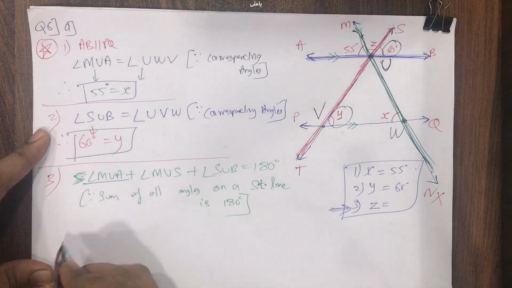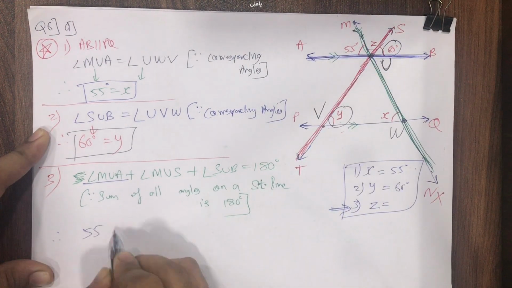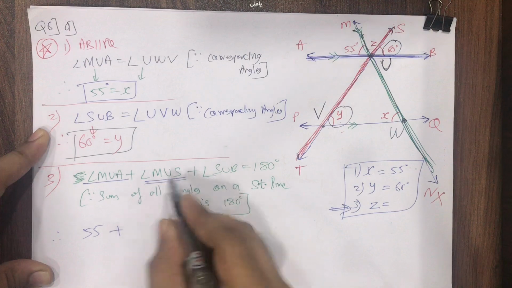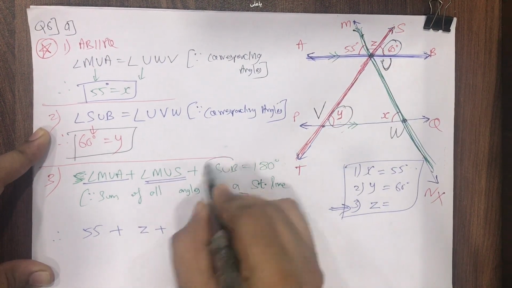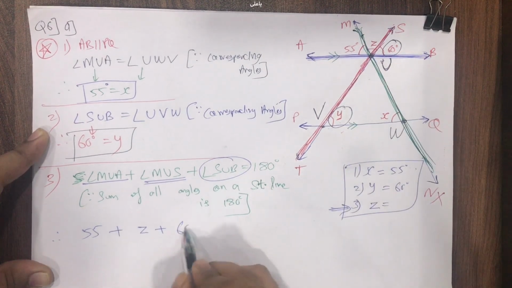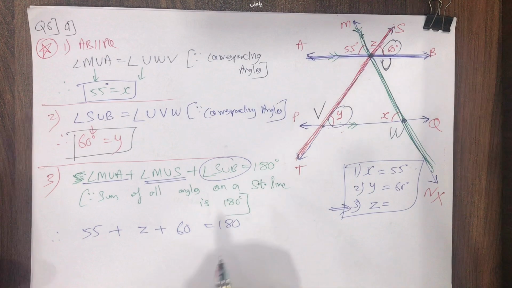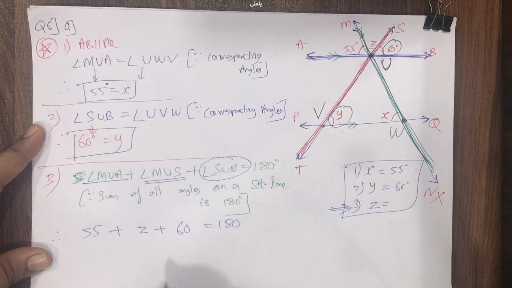Now what's the value of this MUA? MUA is this 55 degree plus what's the value of this MUS? MUS is this Z plus what's the value of this SUB? SUB is this 60 is equal to 180 degree. So 55 plus Z plus 60 is equal to 180 degree.